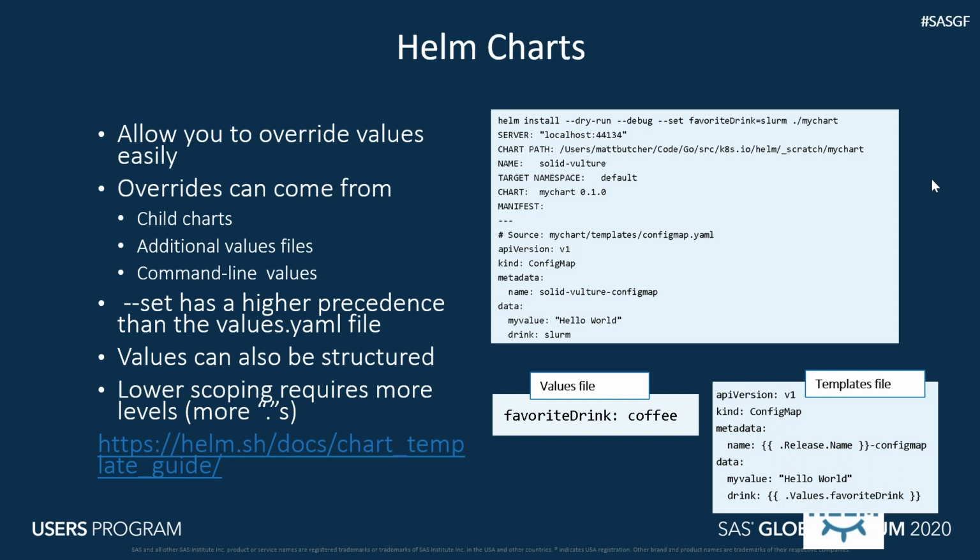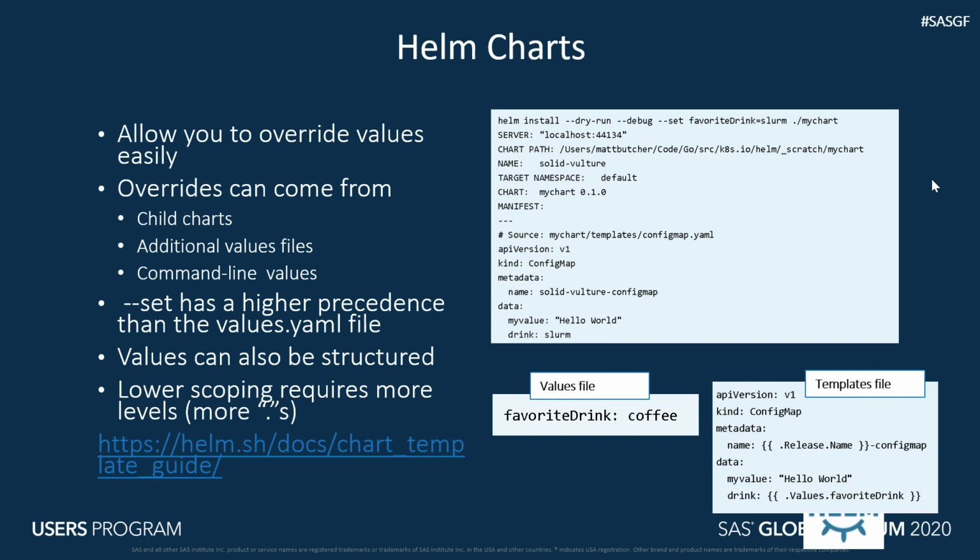So overrides can come from child charts, additional values files, or command line values. If you use the --set option on the command line, that's going to have a higher precedence than the values YAML file. So that's how you can override things on the command line, because it takes precedence over what we have in the values YAML file.